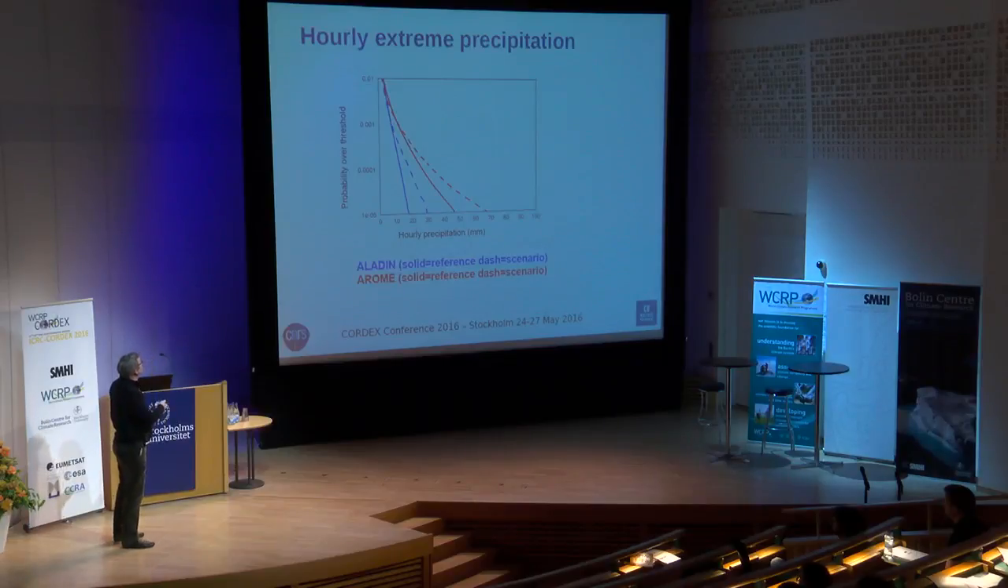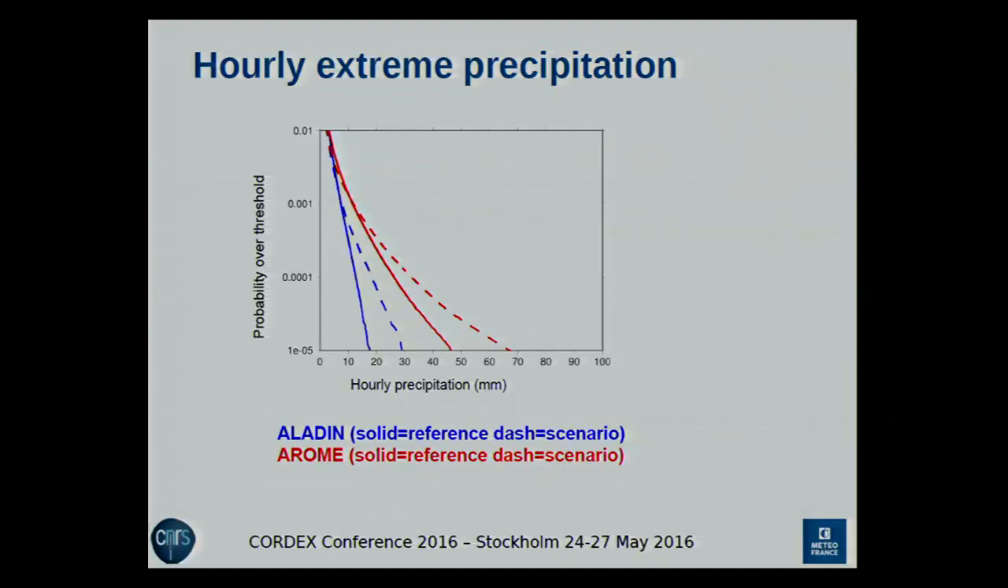So here is the scenario. You have the blue for Aladdin and the red for AROM, and the dash is for the scenario, and the solid is for the reference. And you can see that according to the Clausius-Clapeyron formula, you have higher temperature and you have heavier precipitation. For the 99.999 quantile, you have an increase of about 50%. And here again, an increase of about 50% of the quantile, which is not nothing.